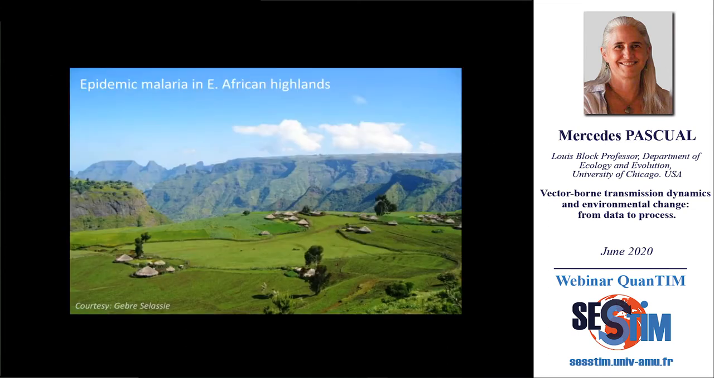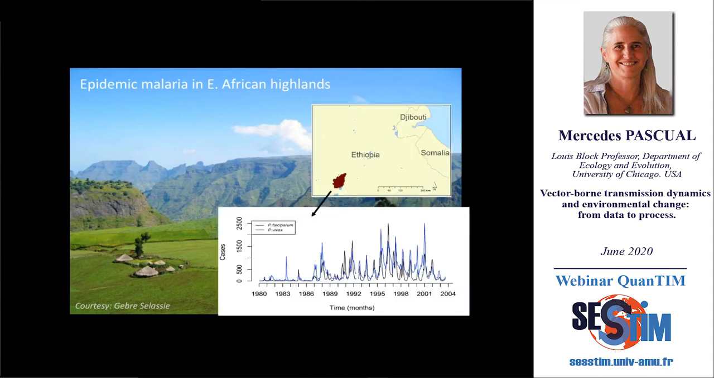So before I present the model, I'm going to show you some patterns that led us to this work. This is in the highlands of Ethiopia. And here we see patterns I already showed you for Kenya, where in this small region close to Addis Ababa, you can see on the map, from the 80s to the 90s, the increasing cases. And this is a region of Africa where we have both falciparum and vivax malaria.